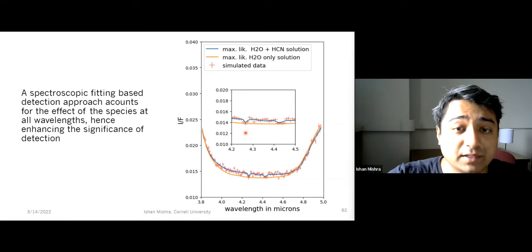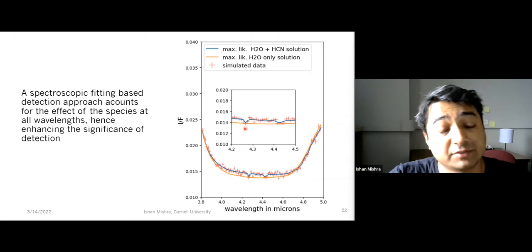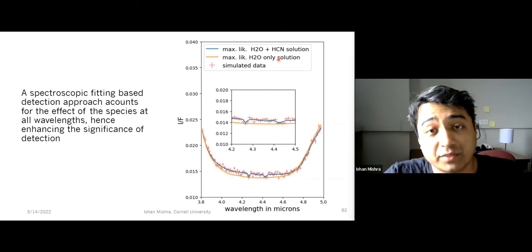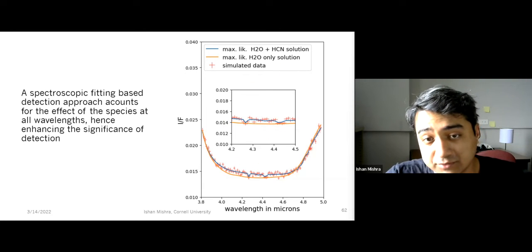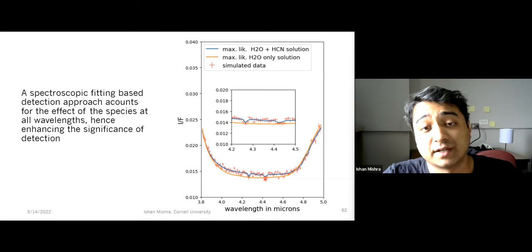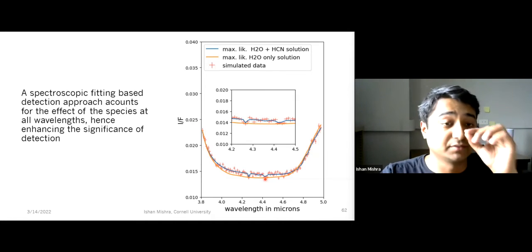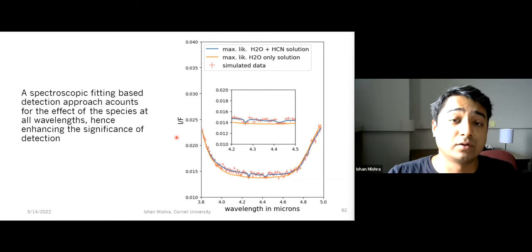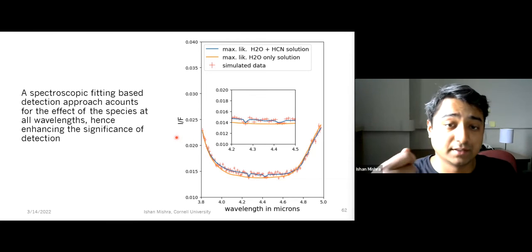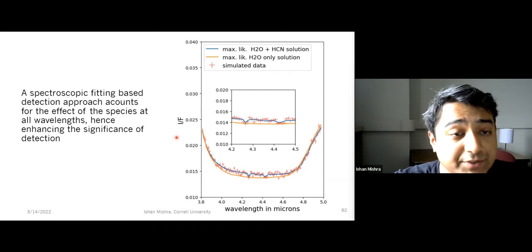In this example, if you look at the best-fit solution that comes from a model without hydrogen cyanide, this orange line, it basically misses the continuum of the data set, because the data set has hydrogen cyanide. Even if it is very low, it does affect the continuum. So that is the important point. Hence it is a good complement to looking at the features and then trying to quantify the evidence of what you might think is present.